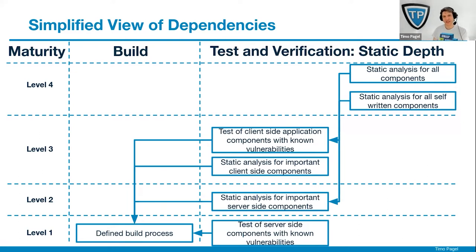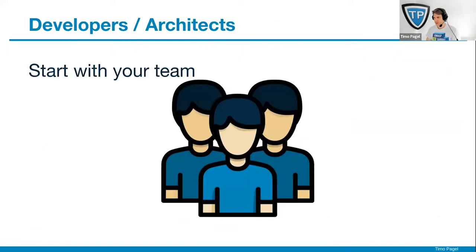So here you can see that level 4 mostly is something which you're not targeting. Mostly you are targeting level 1 and level 2, maybe some things from level 3 and some activities from level 4. But your main target should be to fill out level 1 and 2. In case you're a developer, you should start with your own team.